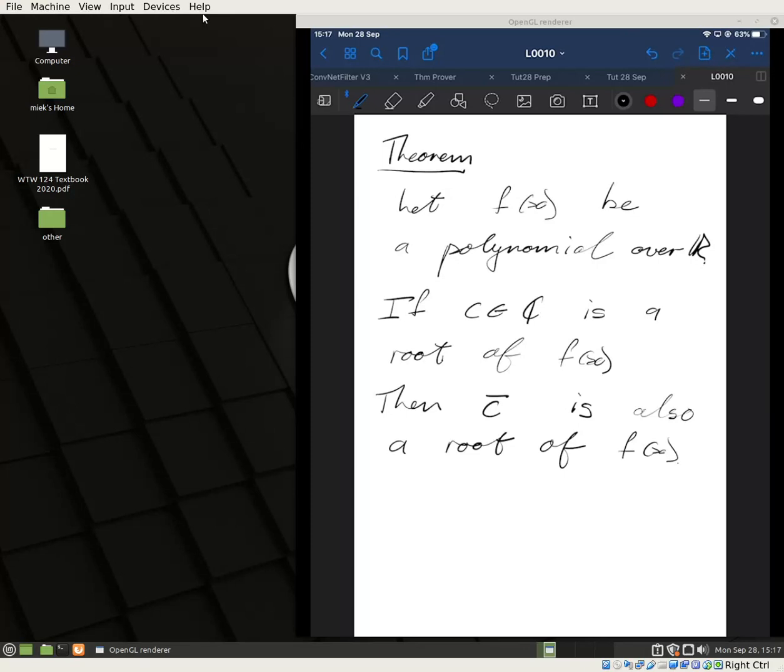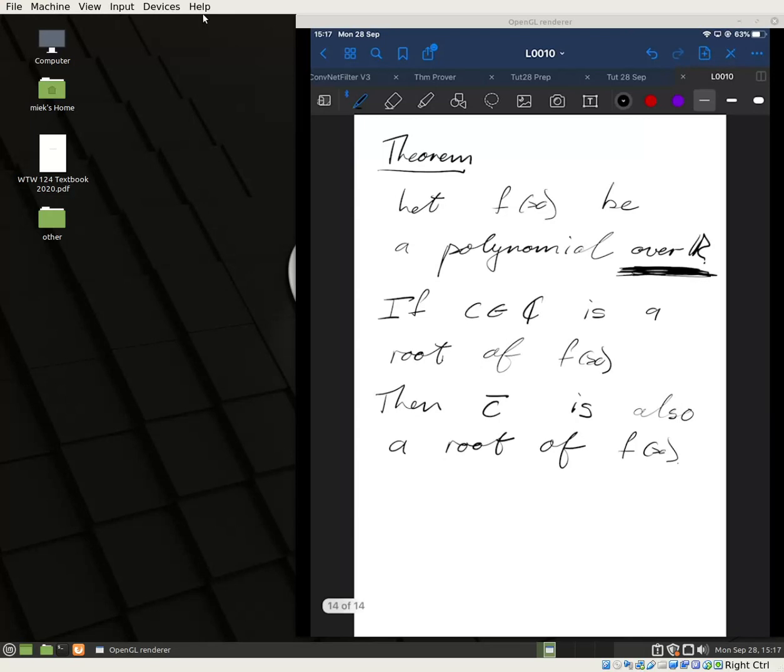Let f(x) be a polynomial over R. And this "over R" is very important. So what does it mean? It means all its coefficients are real. So nowhere does there occur an i in any of the coefficients. So all the coefficients are real. If we have a complex root of this polynomial, then the complex conjugate of this root is also a root of this polynomial.